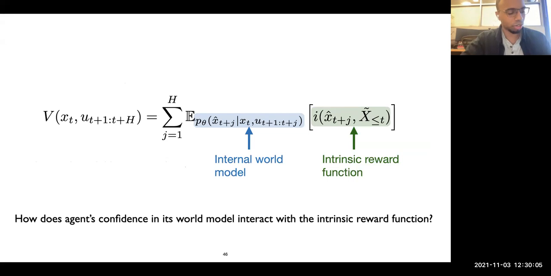Okay, so where are we at? We have our intrinsic reward function, I of t, and we're using a model-based approach. This predicted value function takes 2 inputs: again, this intrinsic reward function, but also the internal world model that has a notion of uncertainty. Because the goal of the agent is to maximize this thing, it'd be nice to know how these 2 things interact: how the agent's confidence in the world model interacts with this intrinsic reward function, I of t.